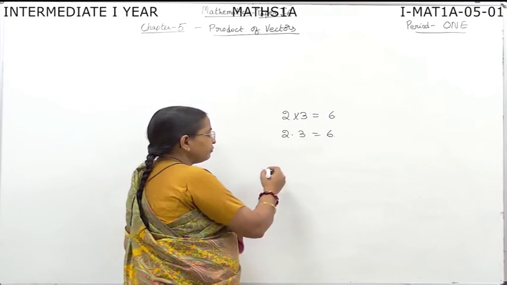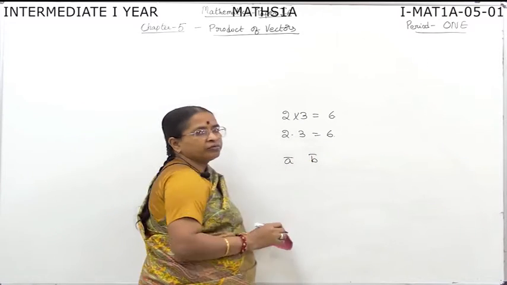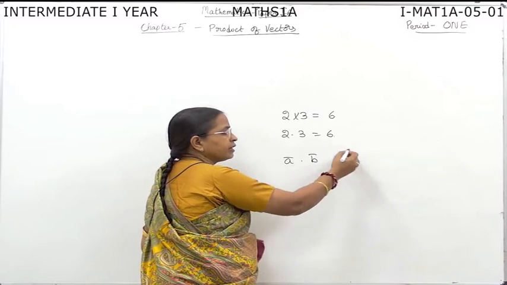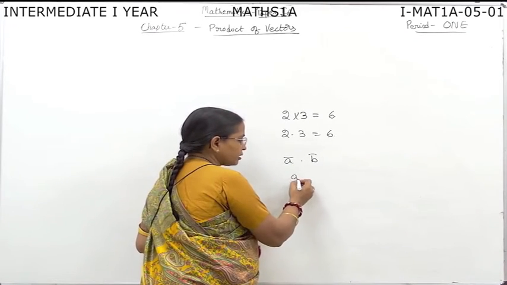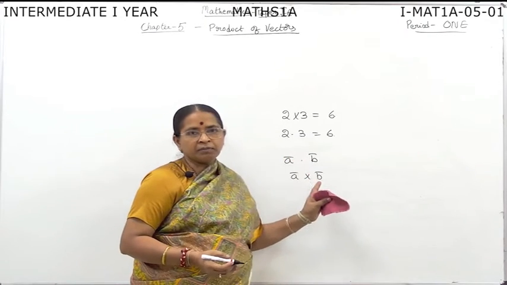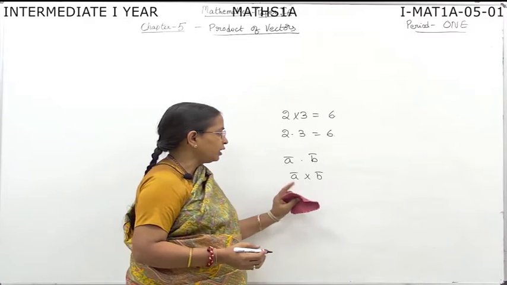But whereas in vectors, if A and B are two non-zero vectors, if I write a dot, there is one definition. If I write a cross between them, there is another definition. It is not like ordinary multiplication of real numbers. Here the definition is totally different.